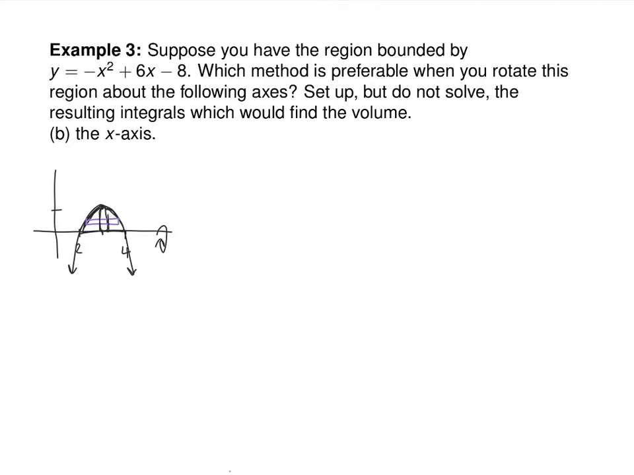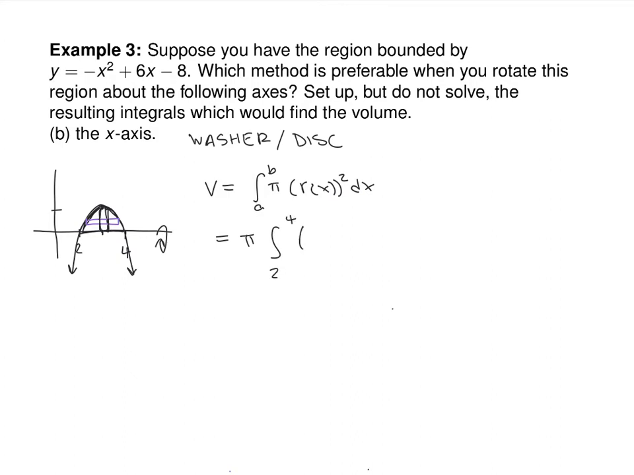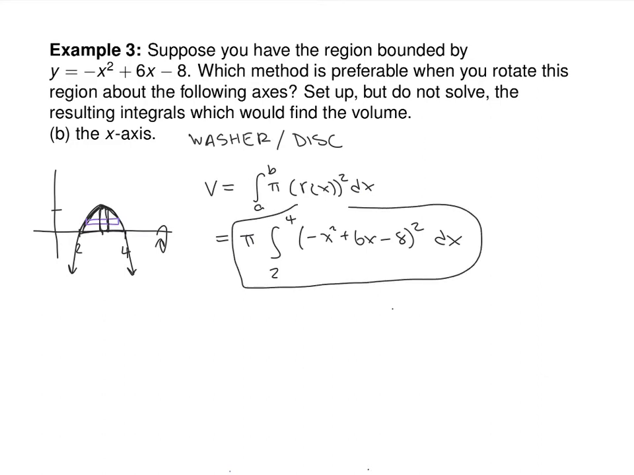And that first way, you would think, if I do that, my cross sections are circles. That's the disk method. So in this case, the washer slash disk is the better method to use. And remember there, your volume is an integral from a to b, pi times your radius squared. You're adding a bunch of circles. So that's pi. The integral is still from 2 to 4. And your radius is negative x squared plus 6x minus 8, that whole quantity squared. Squaring that would be a huge pain, but tedious, not impossible. That's how you would find the volume.